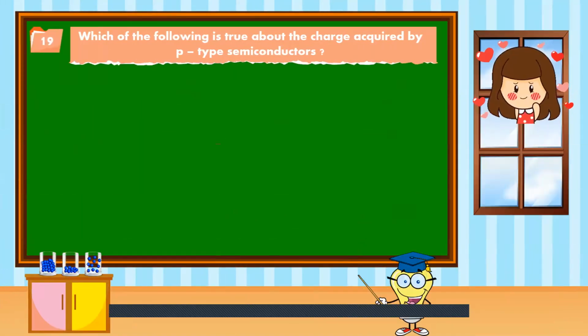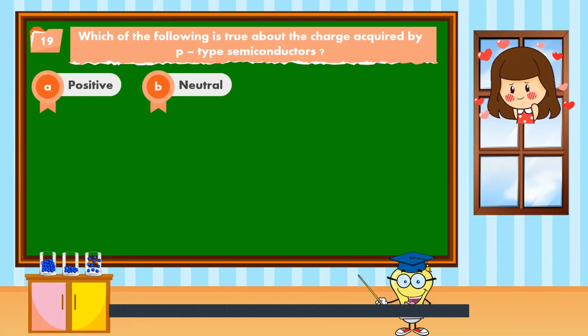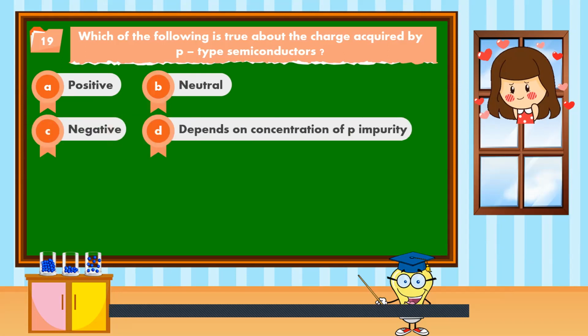See the next question. Which of the following is true about the charge acquired by p-type semiconductors? What is the meaning of p-type? We studied two types of semiconductors: n-type and p-type. How do they form? Suppose silicon is present. This is silicon, which is a semiconductor. Silicon, silicon, silicon. Just observe carefully what I am going to do.